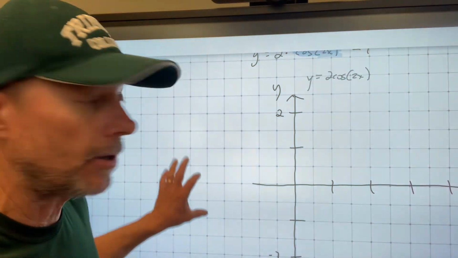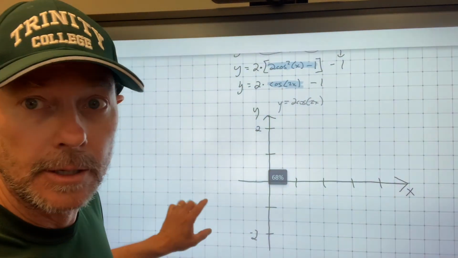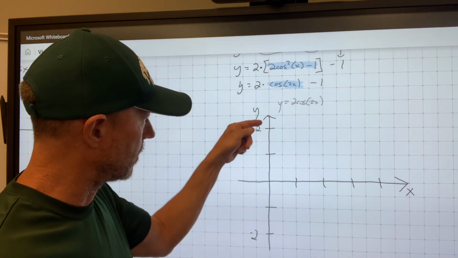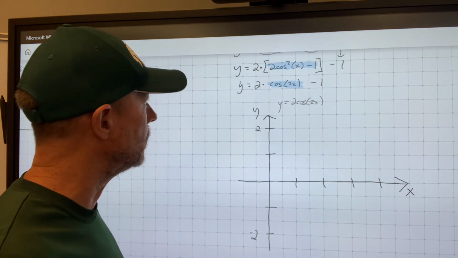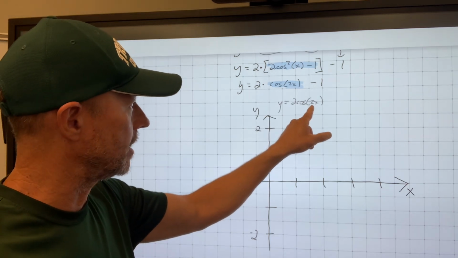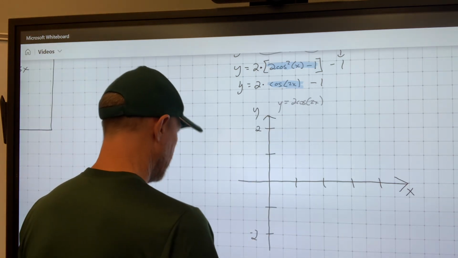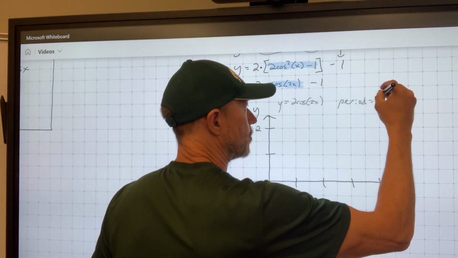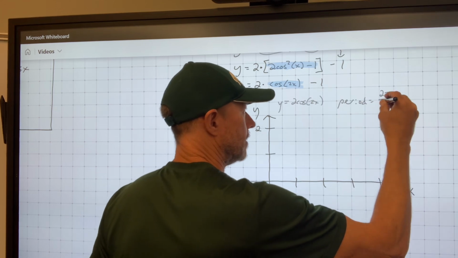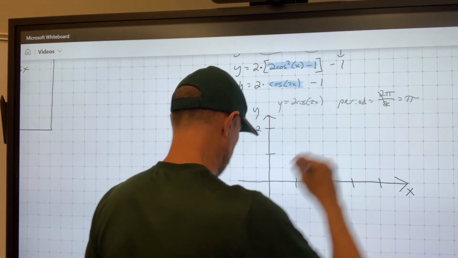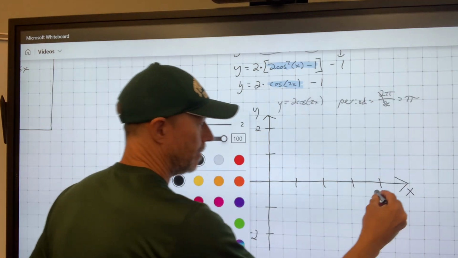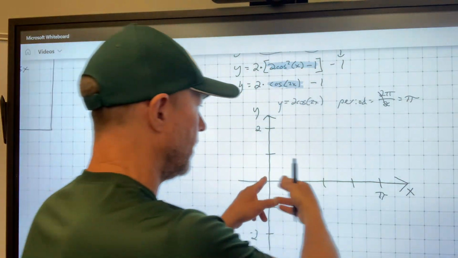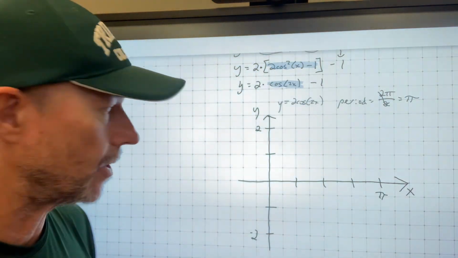Can we see that all on the screen? Maybe I need to. Okay, there we go. So I'm going to make my amplitude 2. And so that means it's going to have a maximum of 2 and a minimum of negative 2. Its frequency is 2, so that's going to affect the period. The period of this graph is the usual period divided by this frequency of 2. So that's pi. So my period should be pi, meaning I should finish a complete cycle over an interval on the x-axis that is pi units long.